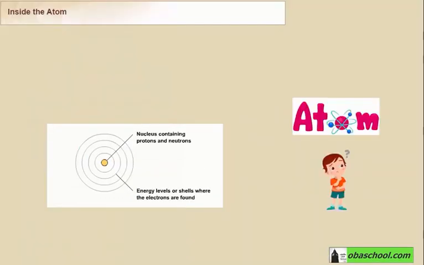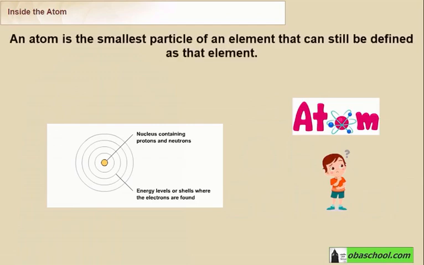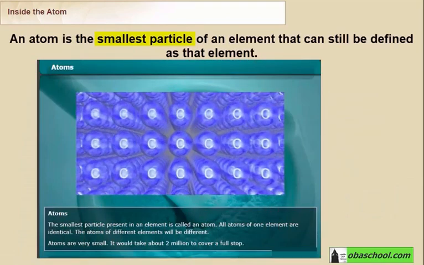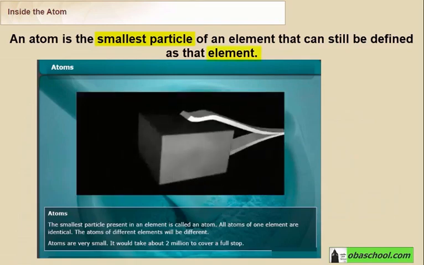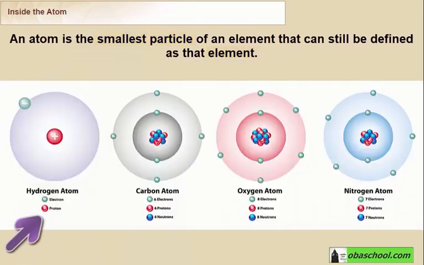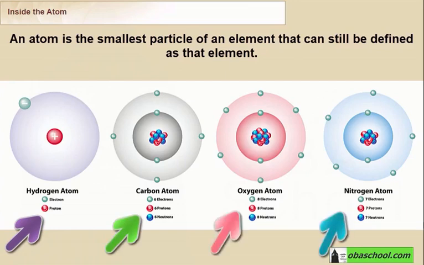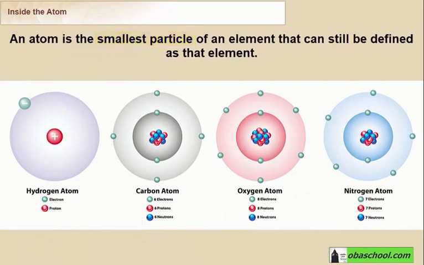This is an atom. An atom is the smallest particle of an element that can still be defined as that element. For example, we have hydrogen, carbon, oxygen, and nitrogen atoms. So they are the smallest particle of each of the elements hydrogen, carbon, oxygen, and nitrogen, respectively.